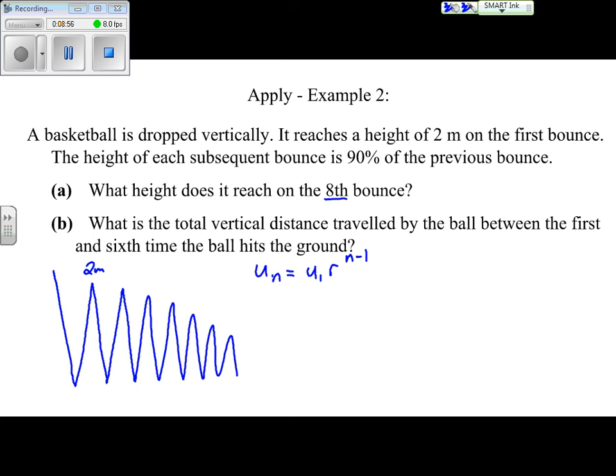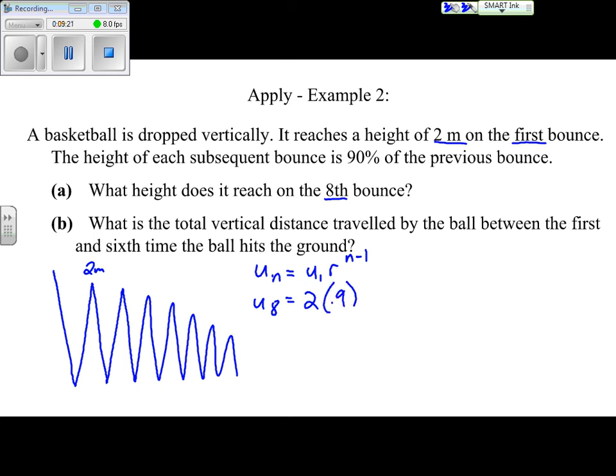So I want the 8th bounce, so that'll be my 8th term, because again, it was 2 meters on the first bounce, not dropped from 2 meters and then had a first bounce. 2 meters really is the height of that first bounce, as I showed on my picture. So that's going to be my first term. My common ratio, well, it's the thing that I would multiply over and over again. And if I want to find 90% of something, I multiply by 0.9.